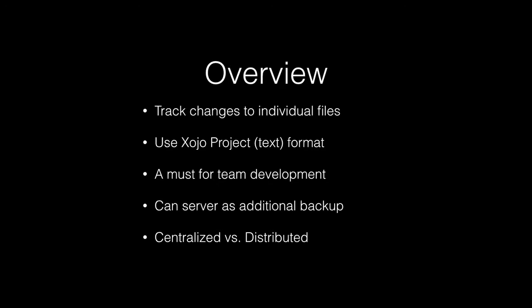If you want to use source control with Xojo, you're really best using the Xojo project format, which is the text-based format. And we'll see what that looks like. But essentially, it saves every project item in your Xojo project as a separate text file on disk, which is really how a source control system wants to work. So you can track your changes to the individual files.